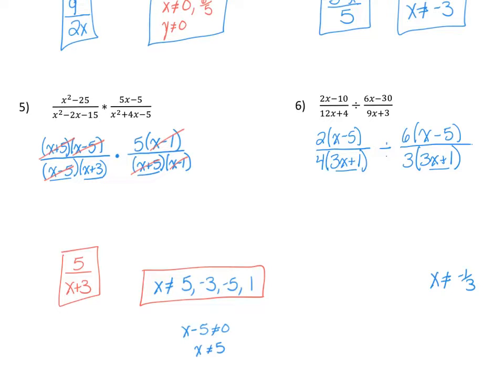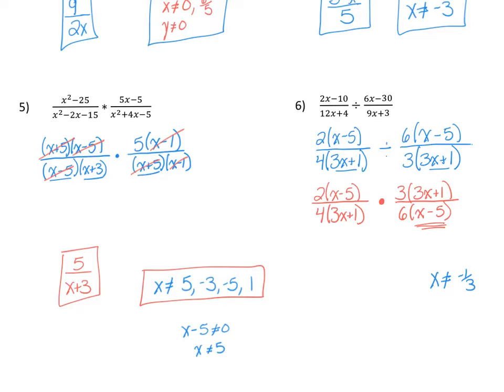Now with division problems, you actually turn it into a multiplication problem by multiplying by the reciprocal, or some people like to say keep, change, flip. You keep the first fraction the same. You change division to multiplication, and then you flip the second fraction. Now, because you flipped the second fraction, you now have something new in this denominator, which then creates an additional restriction. So make sure you check your restrictions again.